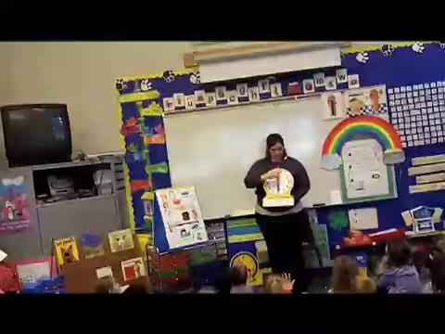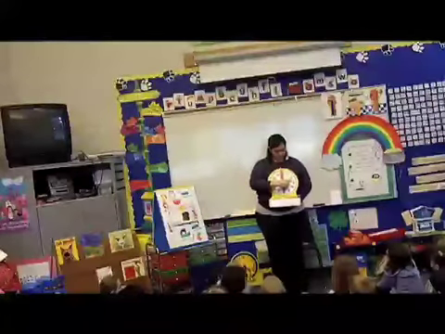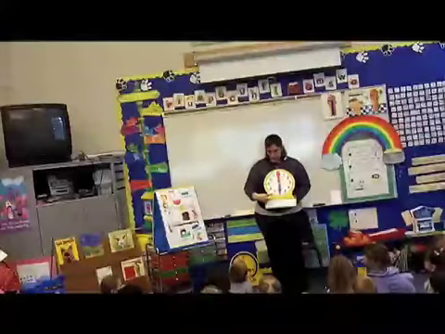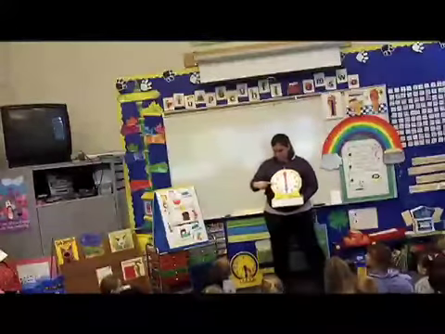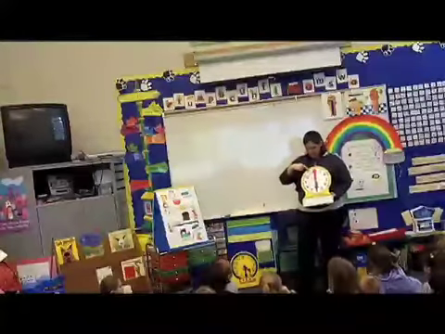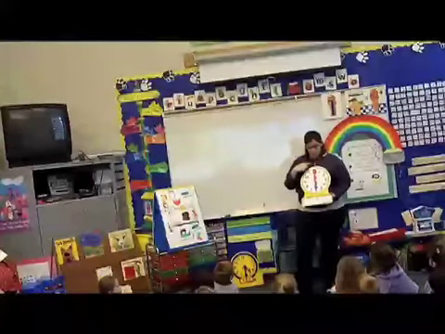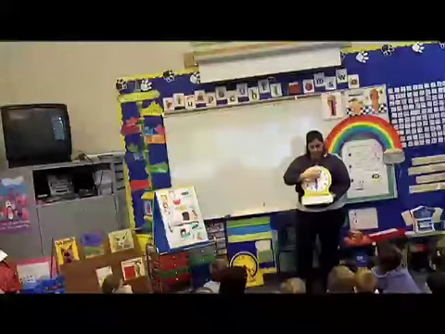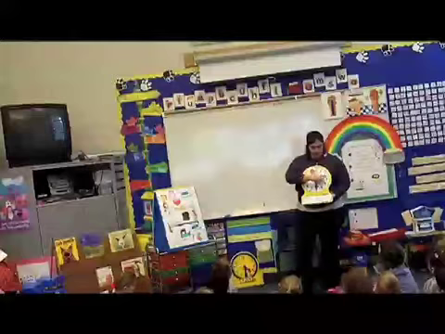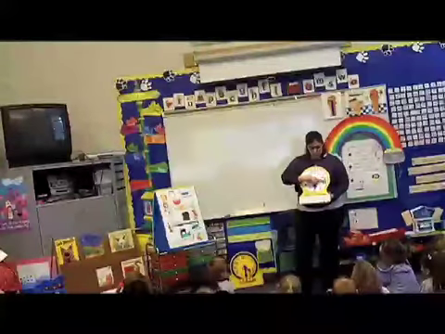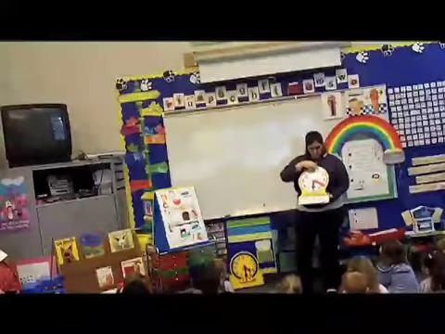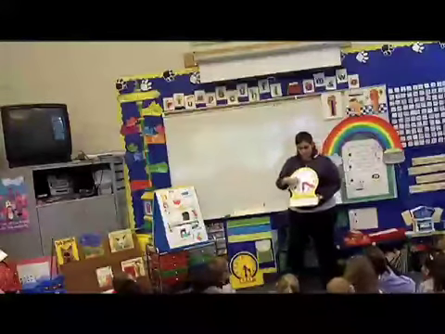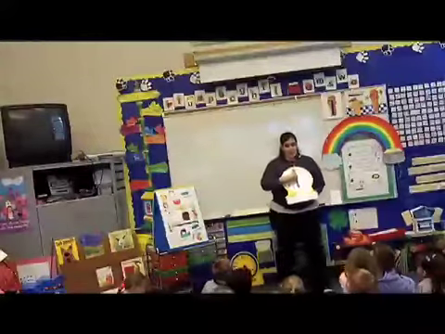Let's count by 5s. 5, 10, 15, 20, 25, 30, 35, 40, 45, 50, 55, 60. So every time the minute hand hits one of our big numbers, we're going to start at 1, counting by 5s to figure out what minute it is. So if our big hand's on the 4, we're going to count from the 1. 5, 10, 15, 20. It would be 20 minutes past the hour.